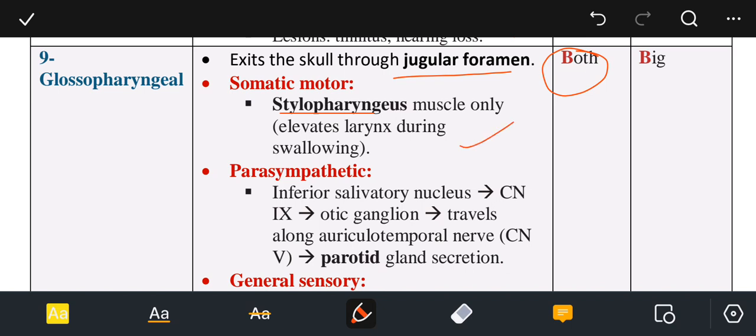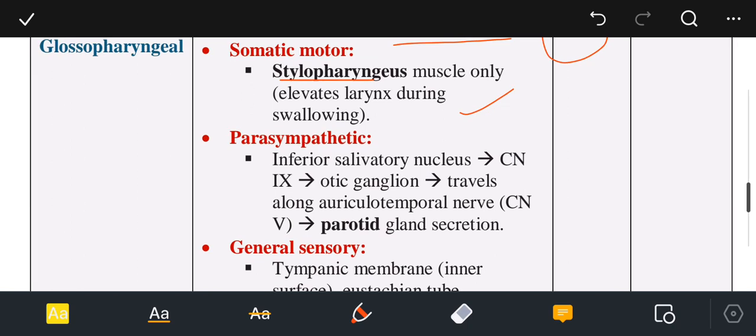The parasympathetic component of the glossopharyngeal nerve comes from the inferior salivatory nucleus, and then through cranial nerve 9, that is the glossopharyngeal nerve, they go to the otic ganglion and then travel along the auriculotemporal nerve to the parotid gland. The takeaway point that you must never forget is that the glossopharyngeal nerve, cranial nerve 9, is supplying the parotid gland. Facial nerve was supplying the submandibular and sublingual glands, while the glossopharyngeal nerve is supplying the parotid gland to cause the secretion of saliva into the oral cavity.